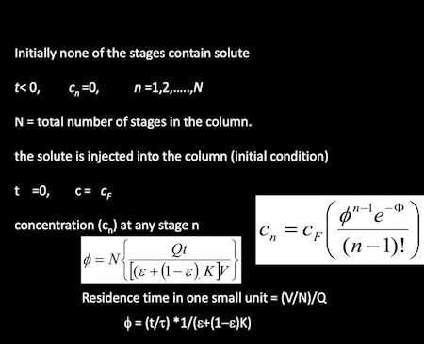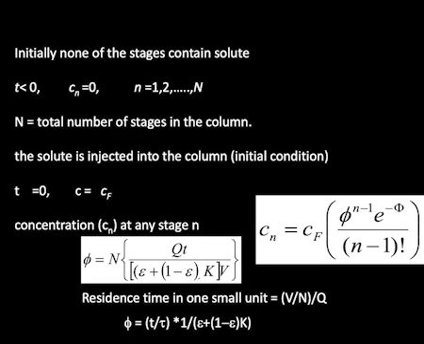So, by using these initial conditions, one can get a relationship for Cn, that is the concentration inside the stage n or the concentration leaving the stage n. This is given by this particular relation, Cn equal to Cf phi raised to the power n minus 1 e raised to minus phi divided by n minus 1 factorial, where phi is given by capital N, the number of stages, Q into T, Q is the flow rate of the continuous phase, divided by epsilon plus 1 minus epsilon k V.